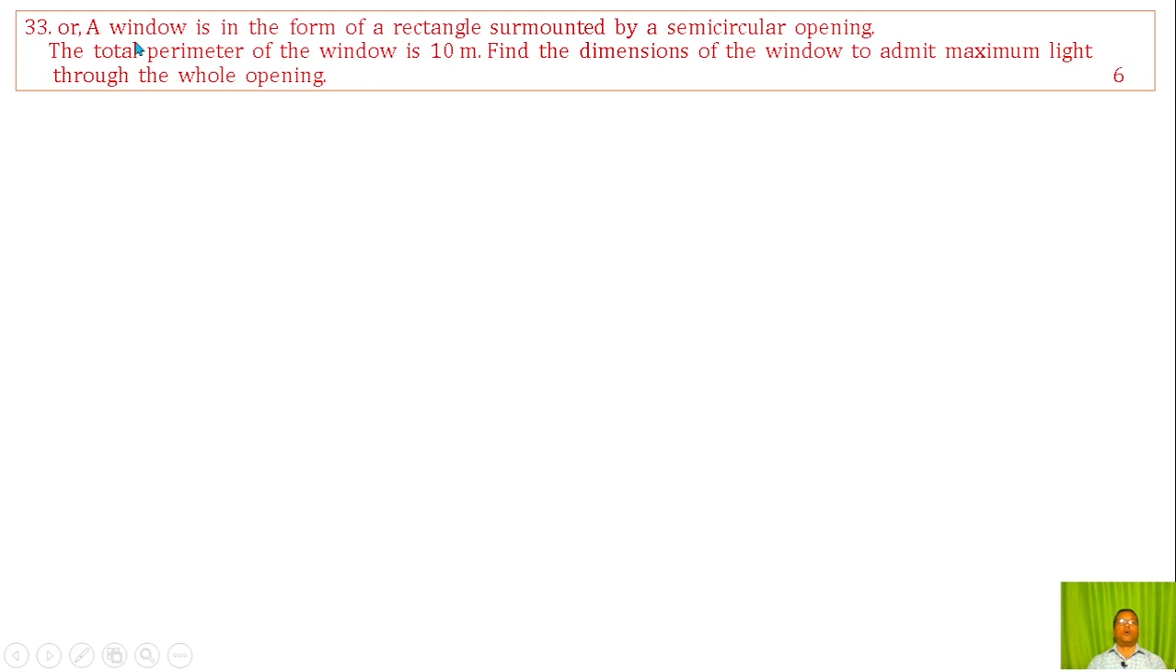Question 33. A window is in the form of a rectangle surmounted by a semicircular opening. The total perimeter of the window is 10 meters. Find the dimensions of the window to admit maximum light through the whole opening.